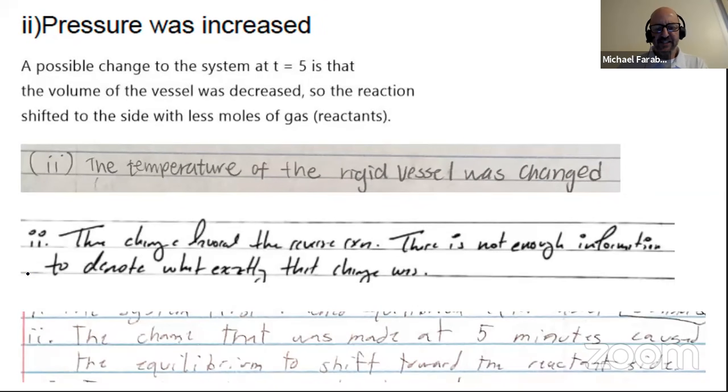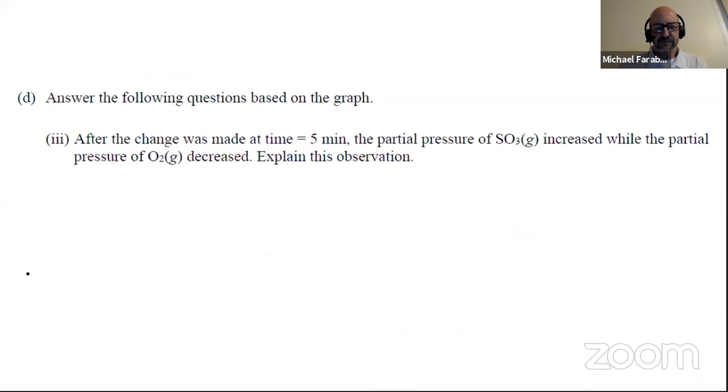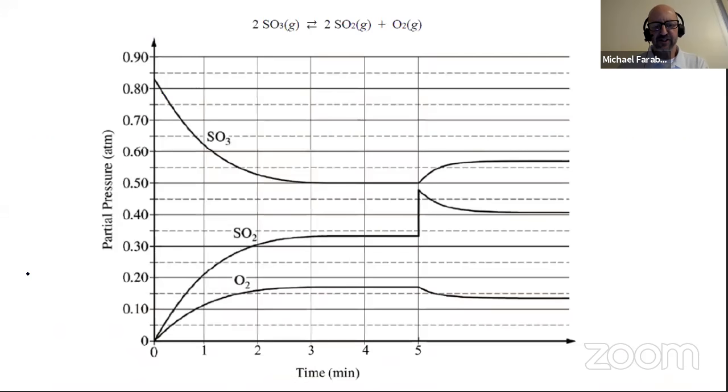This person says the change that was made at 5 minutes caused the equilibrium to shift toward the reactant side. Again, talk about what happened. There was a spike in the concentration or the pressure of SO2. So after the change was made at 5 minutes, the partial pressure of SO3 increased while the partial pressure of O2 decreased. Explain this observation.